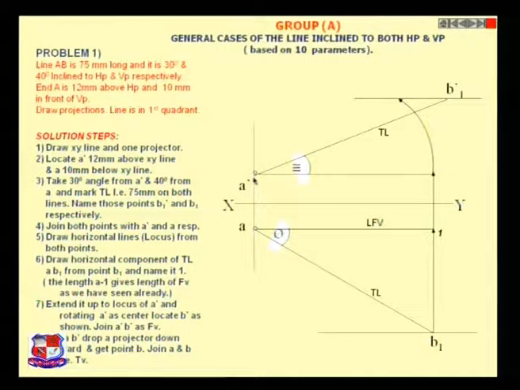Take A dash to B2 dash as radius and draw an arc till it cuts the B1 dash parallel line like this. Join A dash and B dash, and you have got your front view.